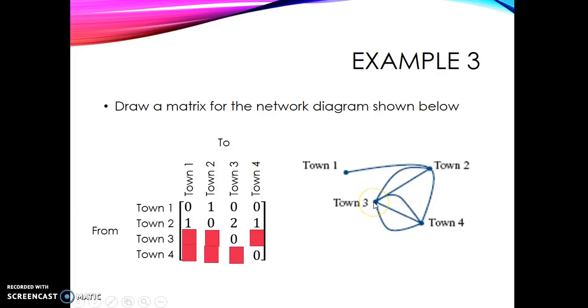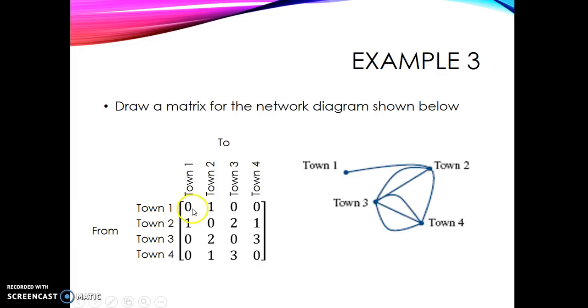Town 3 to town 1. Oh, no direct connections. Town 3 to town 2. There are 2 direct connections. Town 3 to town 4. I can see 3 direct connections. And you may be able to complete the rest of them.